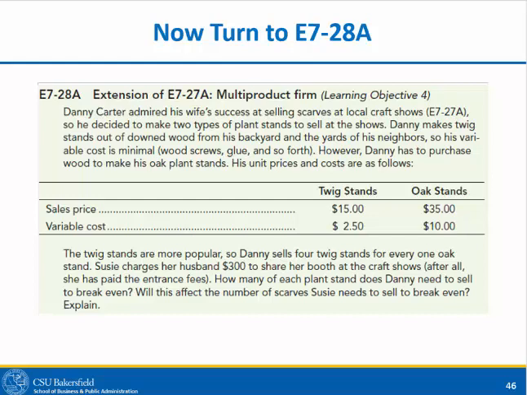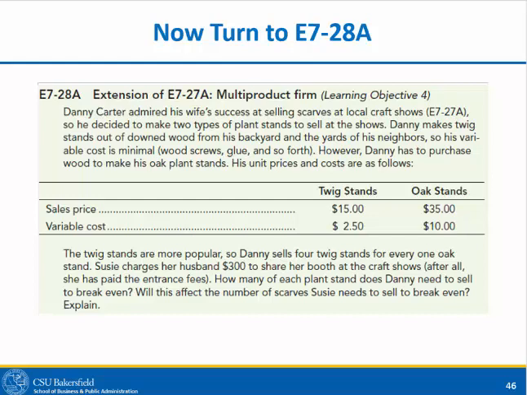Susie charges her husband $300. Well, this is a kind of interesting family business. $300 to share her booth at the craft shows. Well, to me that's a fixed cost. After all, he has paid the entrance fees. Well, fair enough. How many of each plant stand does Danny need to sell to break even? Will this affect the number of scarves Susie needs to sell to break even? Then explain.